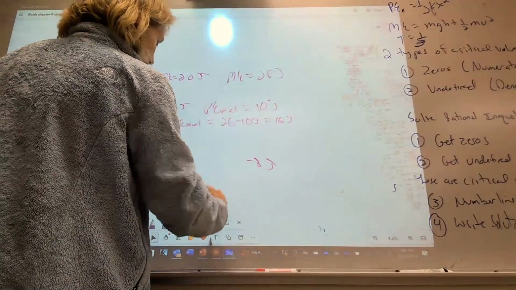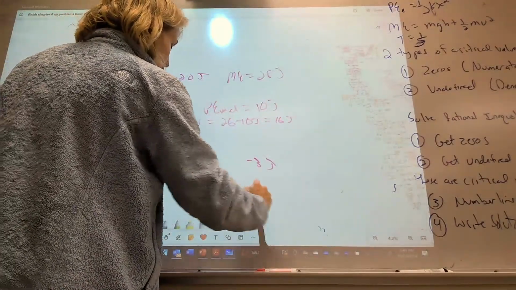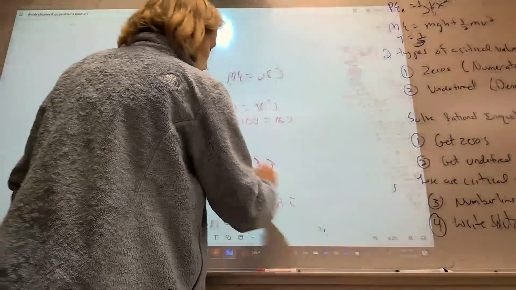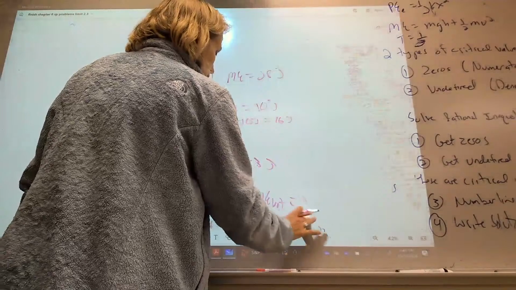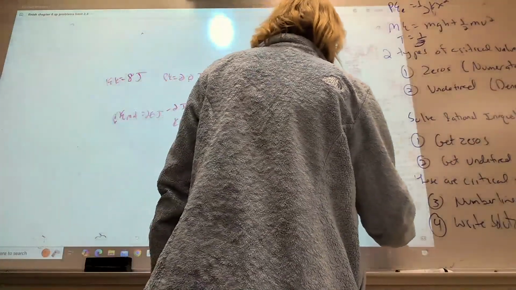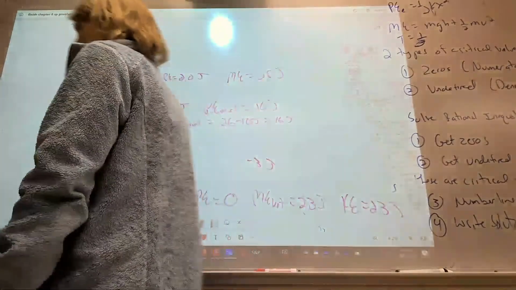Potential energy at the bottom, 0. Mechanical energy at the bottom, 23. We just keep subtracting that. So kinetic energy at the bottom is 23 joules. It's really not that hard, right?